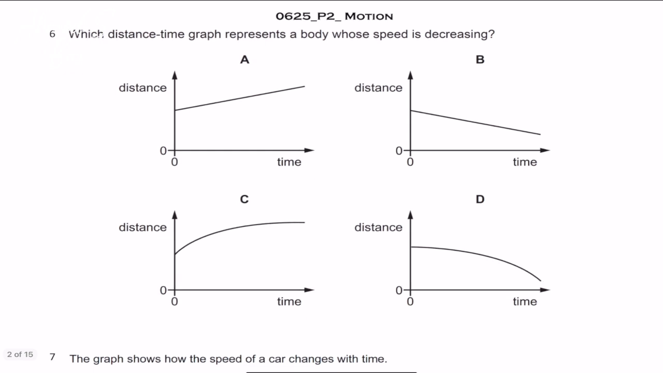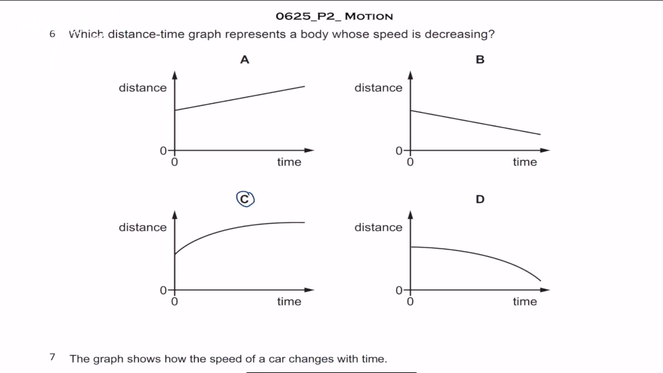In question 6, which distance-time graph represents a body whose speed is decreasing? When the speed is decreasing, it means the slope of the graph decreases, because the slope is the velocity. And they said here the speed is decreasing, it means the slope should decrease. And I can infer that the slope decreases only in the case of C.